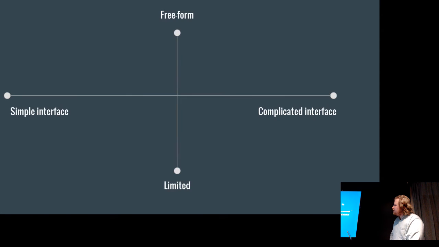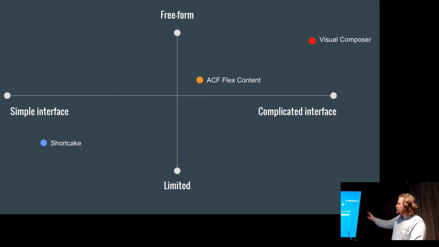And if we try to map that up against a simple interface versus a complicated interface, and a limited experience versus a freeform experience, I mean, obviously this differs between people, but I feel it's kind of like this: Shortcake, it's simple, but it's also very limited. You can't do anything complicated with it. Flexible content fields with ACF, it's a little bit more complicated, but also a little bit more freeform. And then Visual Composer is way up there. It's quite a complicated interface, but where you can basically do anything in terms of structuring a site.